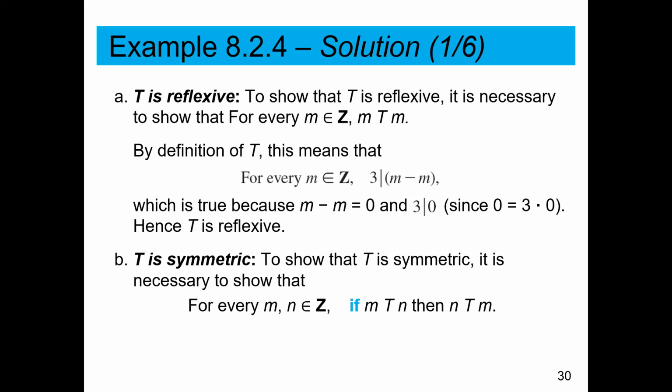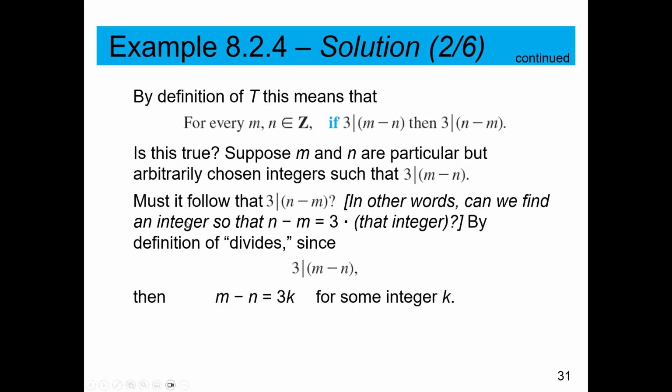Is it symmetric? Well, this one's a little bit funkier, so let's think about this for a second. Suppose M and N are integers for which this is true. Is it true the other way? Well, if M minus N equals 3K, then N minus M equals negative 3K. In other words, if I multiply both sides of this equation by -1, it turns this side into N minus M and this into negative 3K, or K times -3. And exactly that, we have solved it.